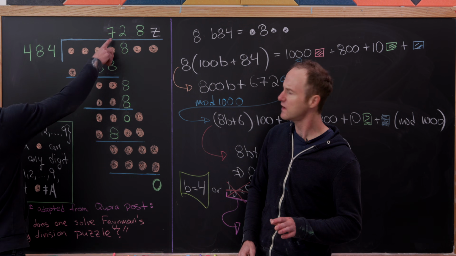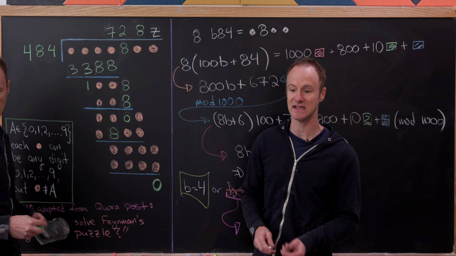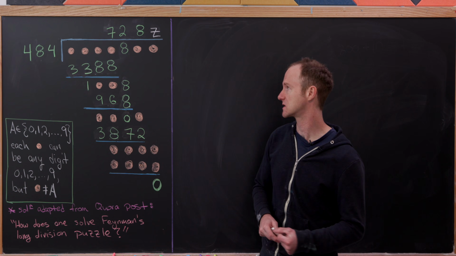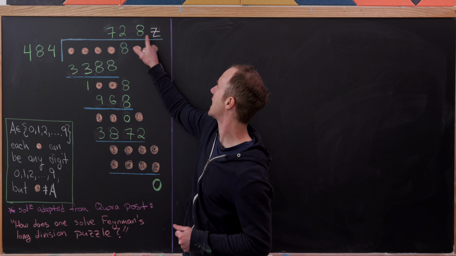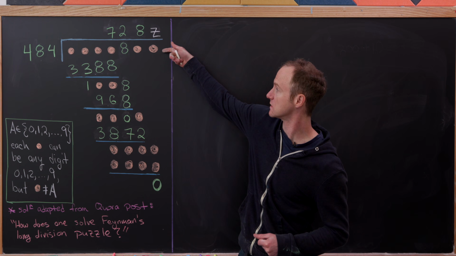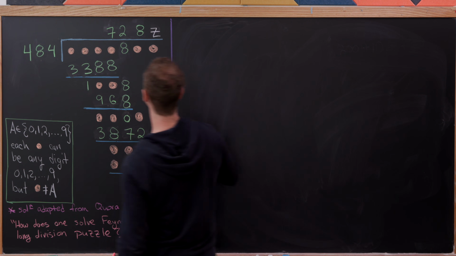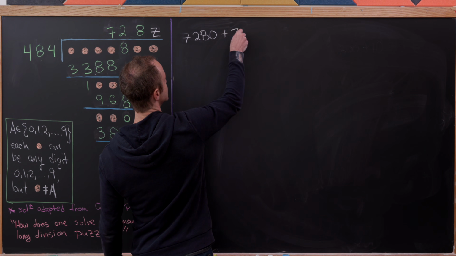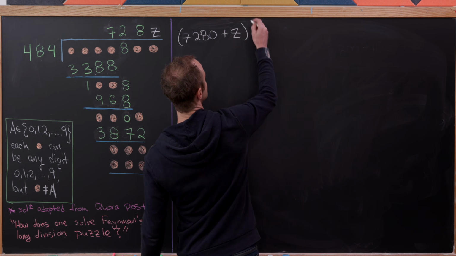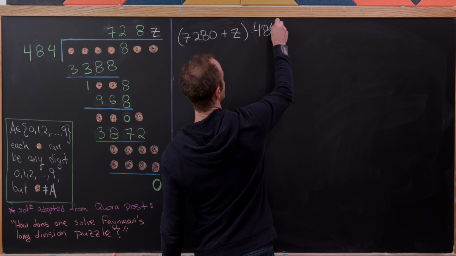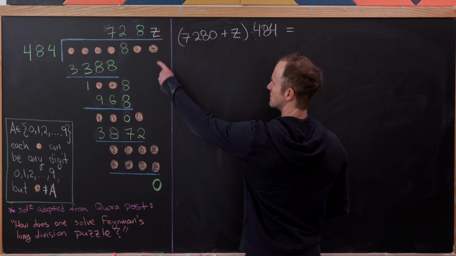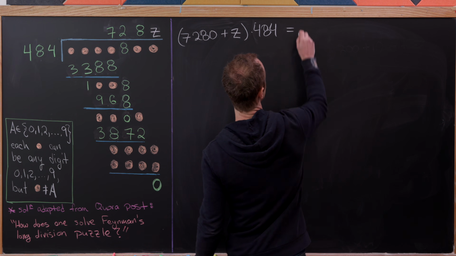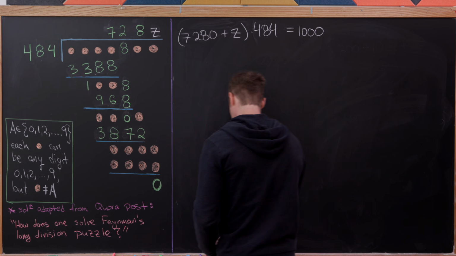Okay, so now moving on to determining our final digit z. In order to determine our final digit, we're going to just look at the entire product. So we should have this 728z times 484 equals, well, this top line. So let's transpose that over here. So we have 7,280 plus z times 484 must be equal to, well, let's transpose this top line the way we've been doing it with digits and such. So it's going to be 1,000 times something.